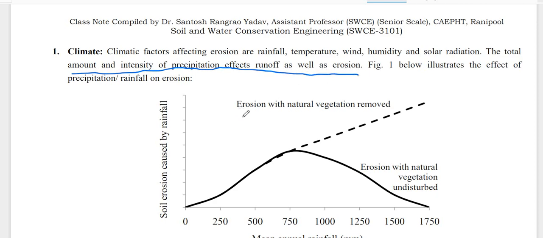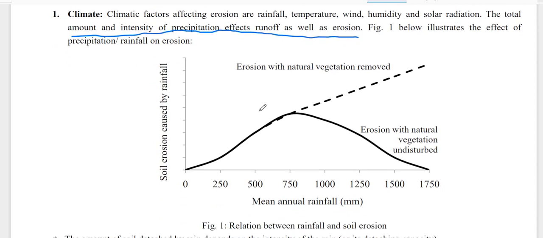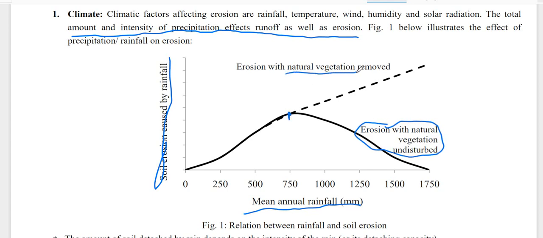Runoff we have already seen in hydrology. Evaporation also, so erosion will also be affected. Due to runoff, rainfall, soil erosion, and this is the mean annual rainfall. If the natural vegetation is undisturbed, meaning natural vegetation is there, then it can erode only up to a limit. But if we remove the natural vegetation, then it gets eroded, and it may create a big channel due to erosion only.